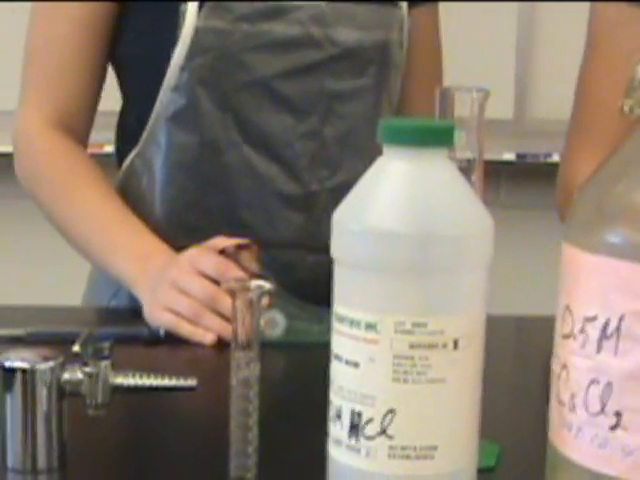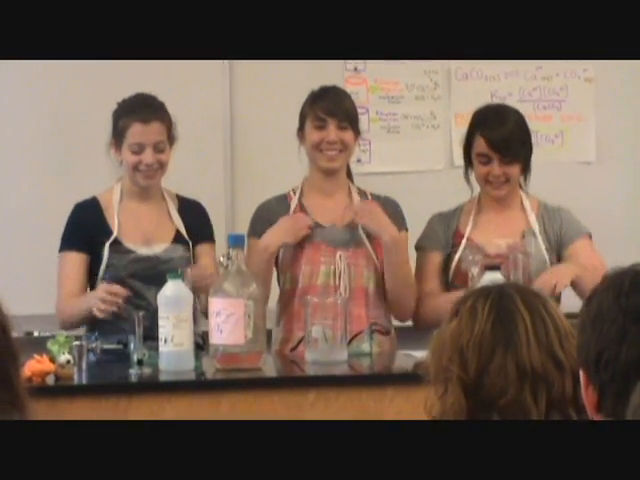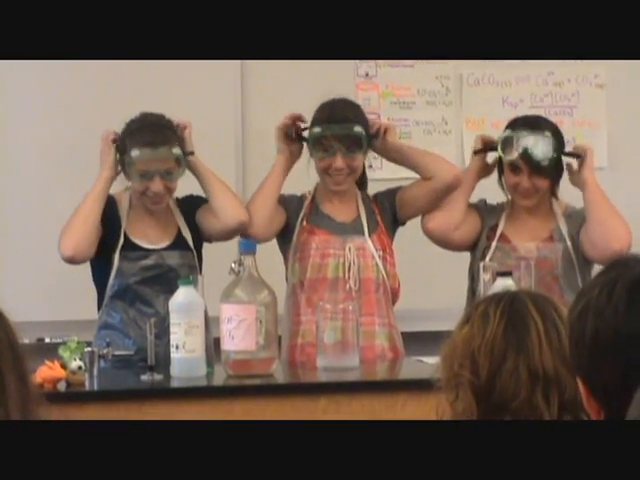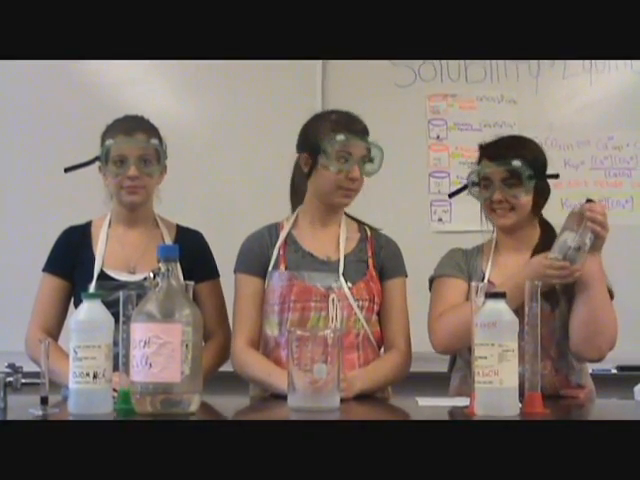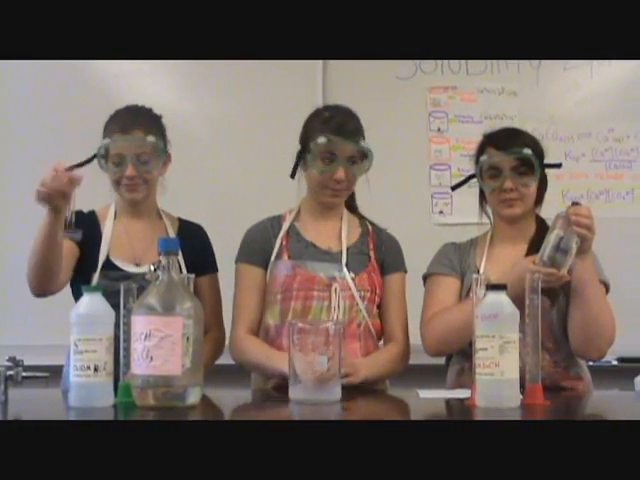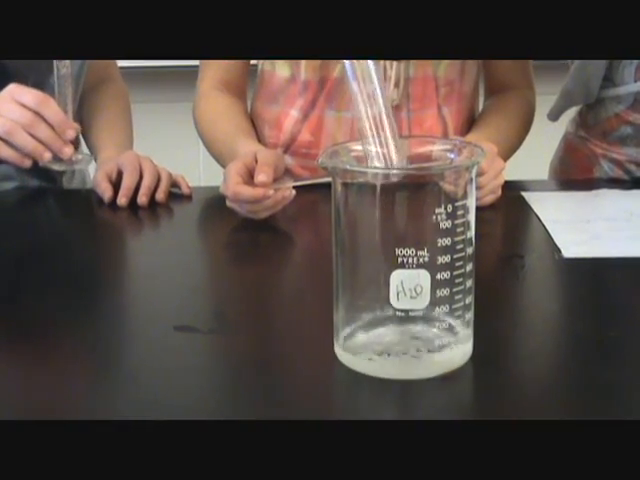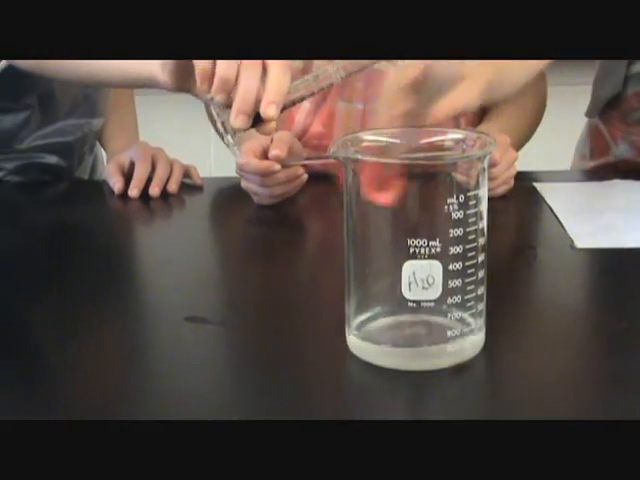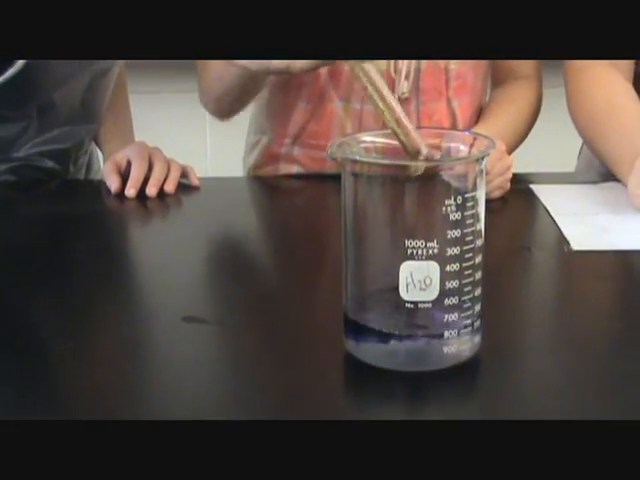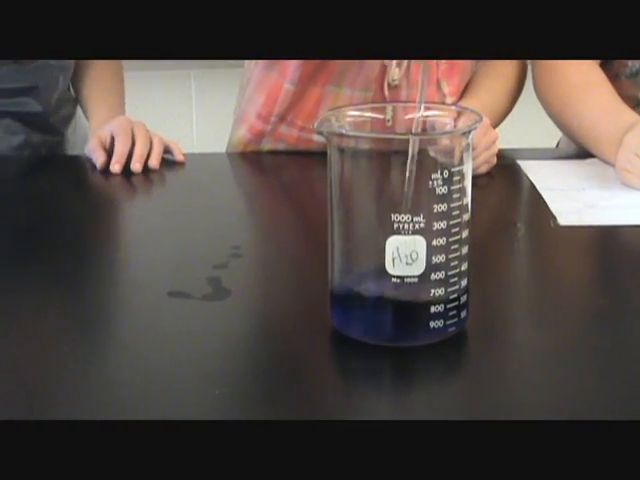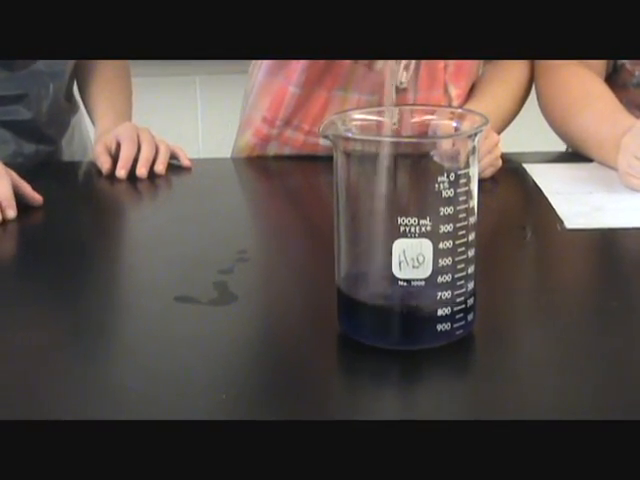For our experiment, we will start by adding sodium carbonate to a beaker. But first, we have to put on our lab aprons and safety goggles and make sure that we're all wearing closed-toed shoes. So now that we're ready, we will put sodium carbonate and some universal indicator into the beaker. Notice the solution turns dark indigo because carbonate is a weak base.